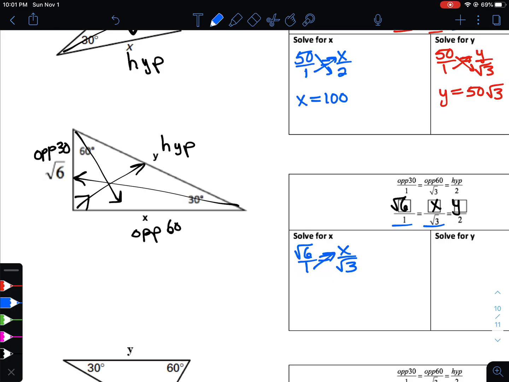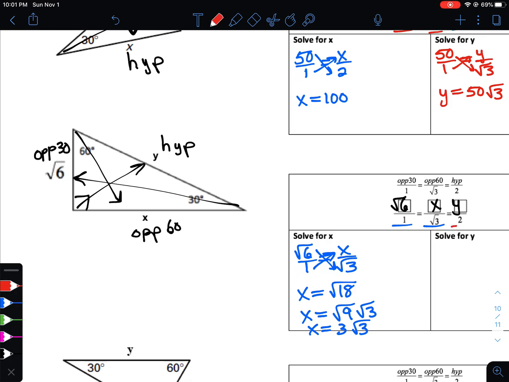Again, once you've got that set up, you just cross multiply. 1 multiplied by x is 1x. Square root of 6 multiplied by square root of 3 is square root of 18. And then to simplify, we just need to rewrite that as the square root of 9 multiplied by the square root of 3. Square root of 9 is 3. Square root of 3 we leave alone, and there is x.